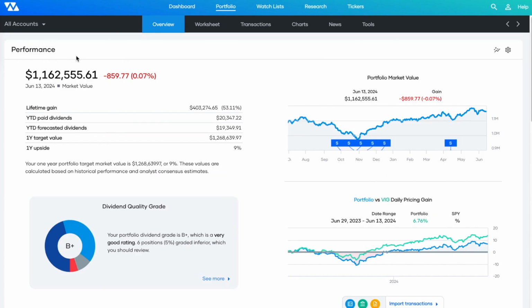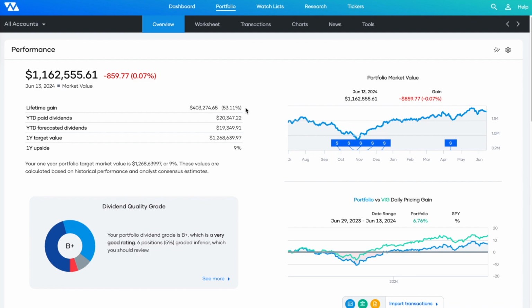The Performance section shows your portfolio's market value as of the last market trading day and how the portfolio has changed from the prior session. It also shows your lifetime gains, both as a value and as a percentage.